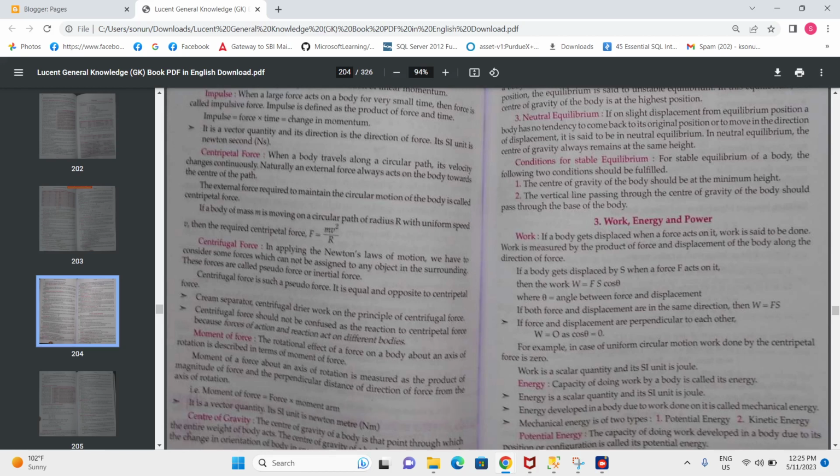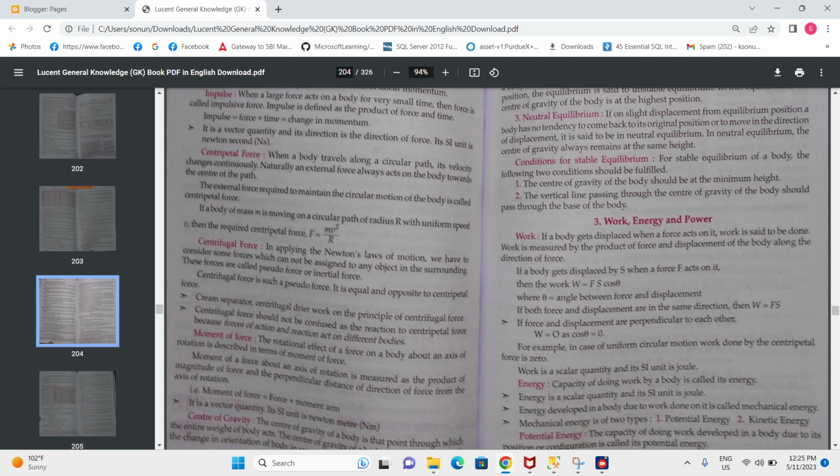Hello everyone. So in this video I will cover centripetal force and centrifugal force. I will give a little bit of definition about centripetal force, but I will describe more about centrifugal force, because centrifugal force is one of the important forces. If we see the previous examinations of any exam, we'll see multiple questions have been asked from centrifugal force. Let's start with centripetal force.